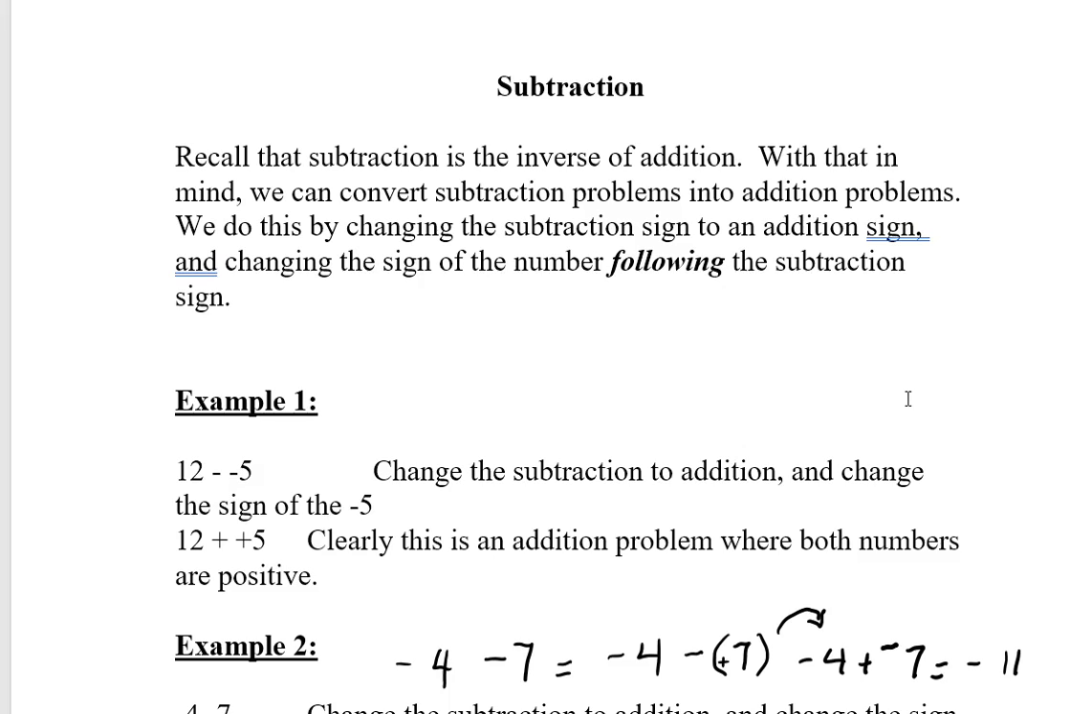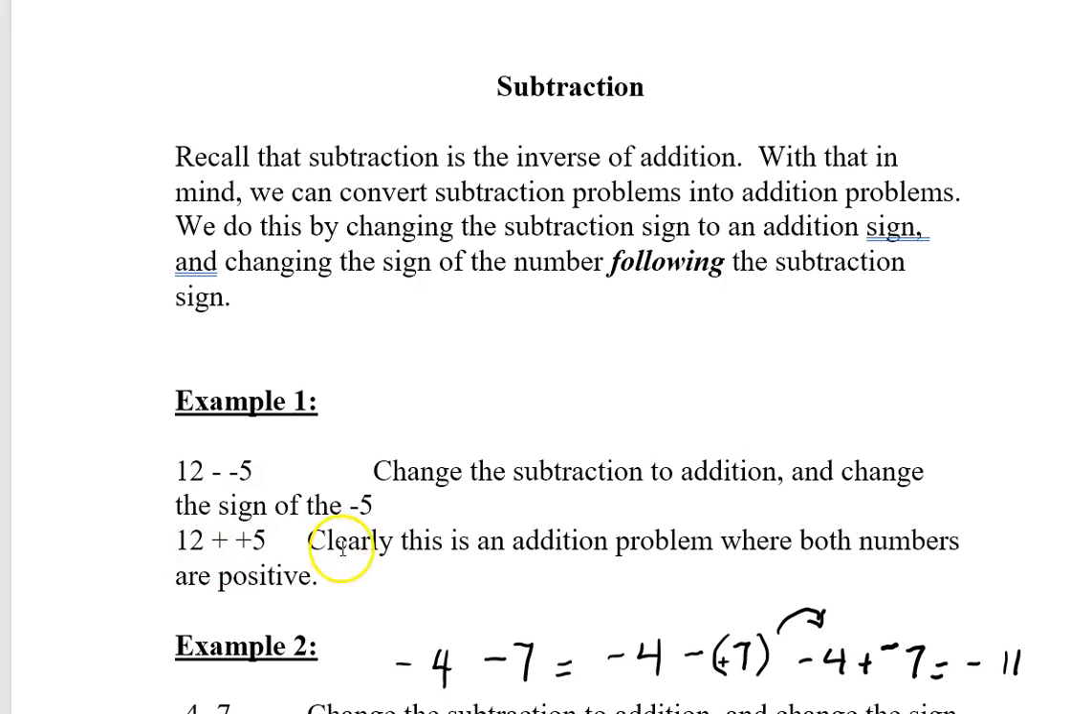We are going to take the subtraction sign and change it to an addition sign. And then, and this you have to do, you must change the sign of the number following the subtraction sign. So in this case, right here, I have this 12 minus a negative 5. I want to change this subtraction to addition, but then I also have to change this negative 5 to a positive 5. I have to do both, otherwise I will get the wrong answer. All right. So, but now that I know that, now that I've got them sorted out, now I'm back to an addition problem. Now it's really simple.